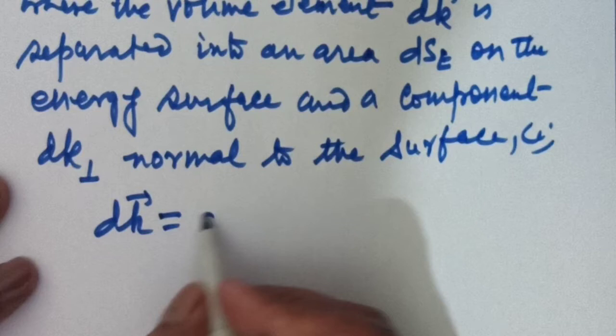And dE is equal to gradient E times dk perpendicular. This is quite obvious. This gradient E with respect to k means rate of change of E as k changes, and k changes normal to the energy surface. Therefore, this is dk perpendicular. That is, dk perpendicular is equal to dE divided by gradient E. And therefore, now you can understand this particular equation.